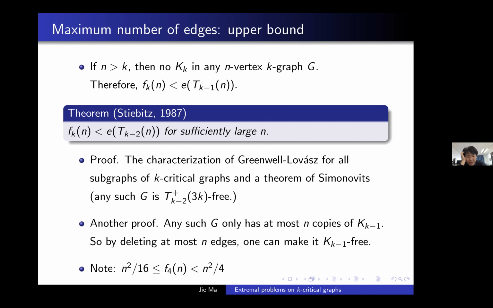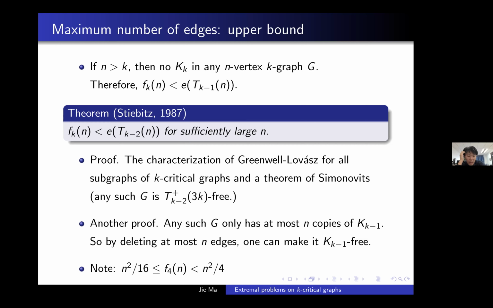Now let's pay special attention to the case when k is 4. The lower bound and upper bound tell us that there's a huge gap. It's 1/16. On the other hand, the upper bound is 1/4. So basically, that's the status for the past 30 years.